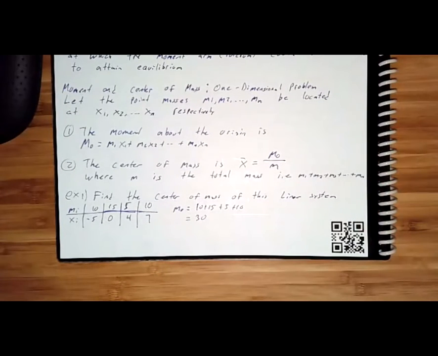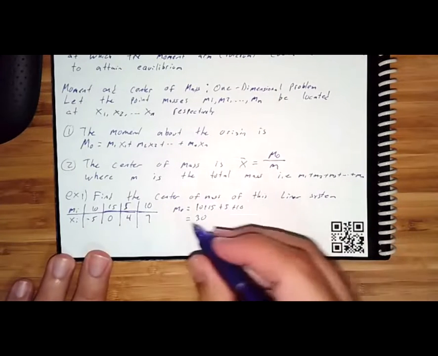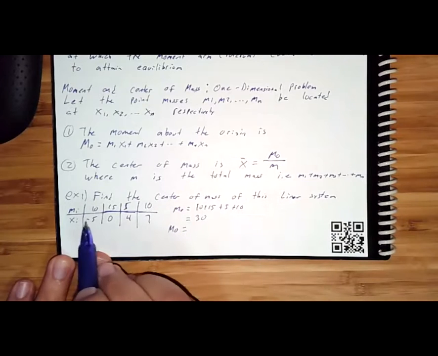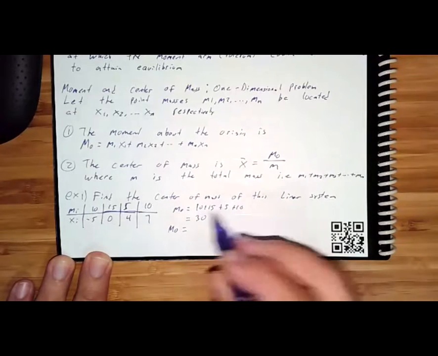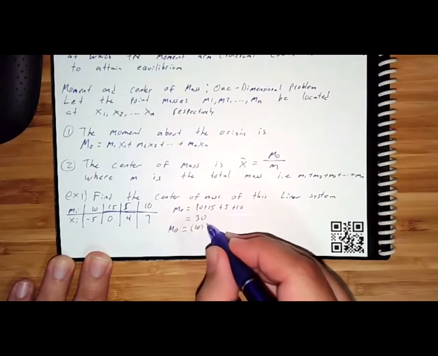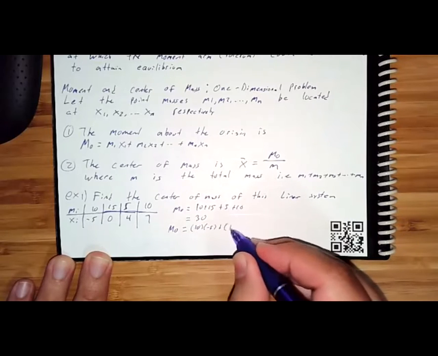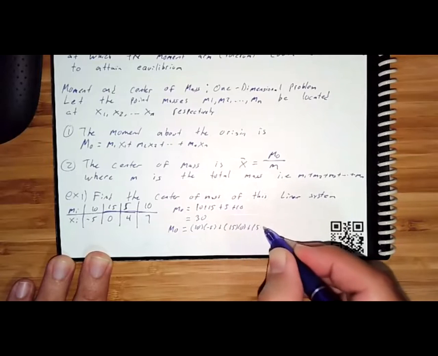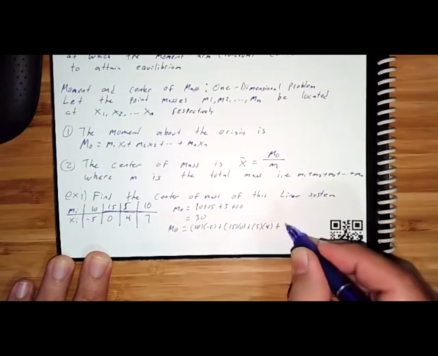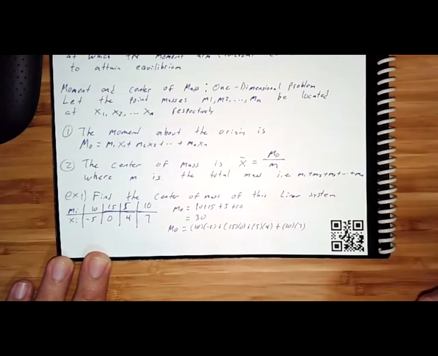It's 40, by the way. Now to find the M naught, all we have to do is multiply each of these masses times their x1s, x2s, etc. So you're going to take 10 times -5 plus 15 times 0 plus 5 times 4 plus 10 times 7.